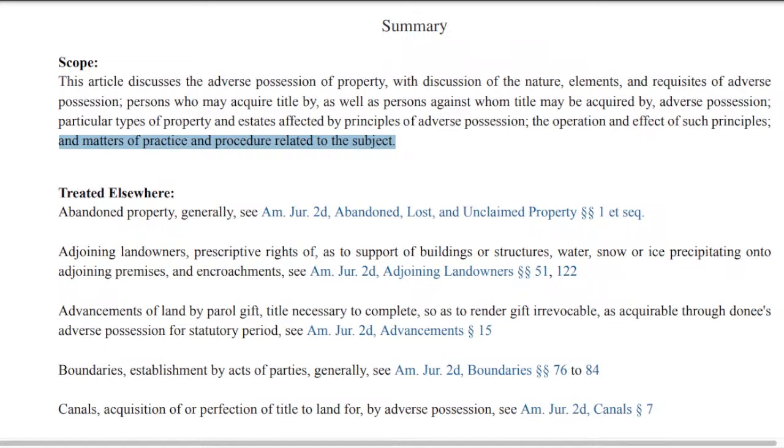So it looks like we're going to get the whole lowdown on adverse possession. So we're going to look at the nature of it, the elements, and the requisites. The persons who may acquire title by adverse possession, as well as persons against whom title may be acquired. So this looks pretty interesting. Let's look at this. Particular types of property and estates affected by principles of adverse possession. So we'll look at the universe of properties that could be affected by this principle, and the operation and effect of such principles. And then finally, the matters and practice and procedure related to the subject.